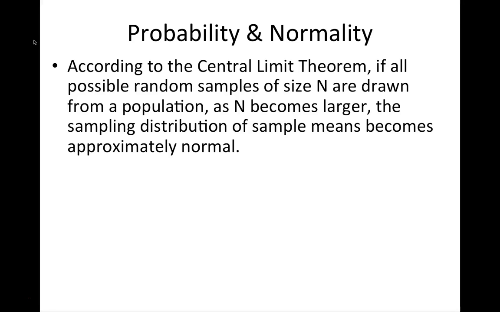And again, according to the central limit theorem, if all possible random samples of a particular size are drawn from a population, as that sample size becomes larger, the sampling distribution of sample means becomes approximately normal. So again, this is this basic idea that we know is true in the world, that most variables tend to be normally distributed, particularly if you're looking at the sample mean of a sampling distribution. And so these are the means of a number of samples drawn from the same population.